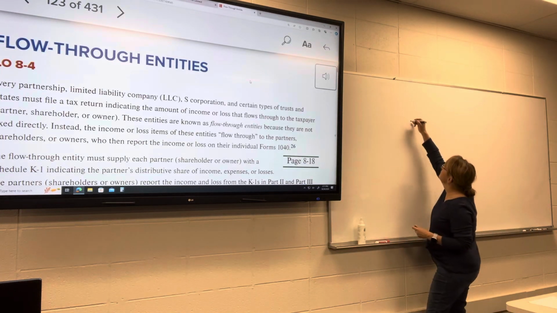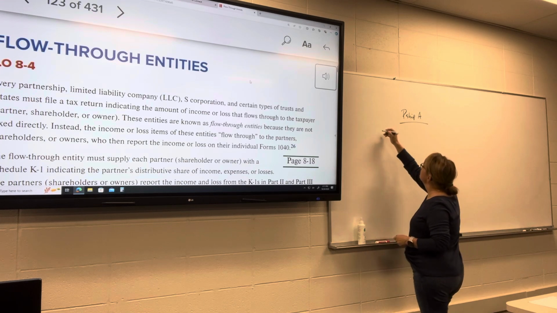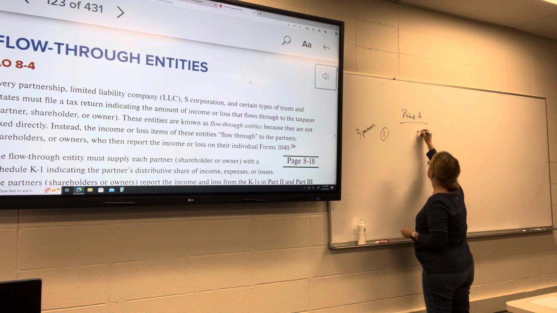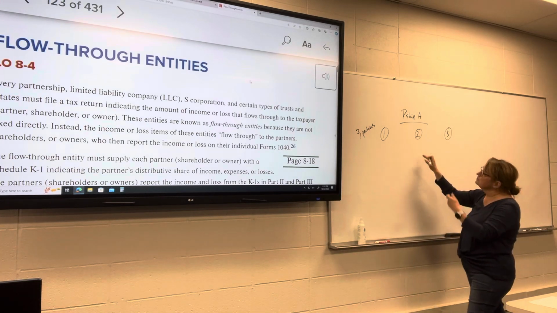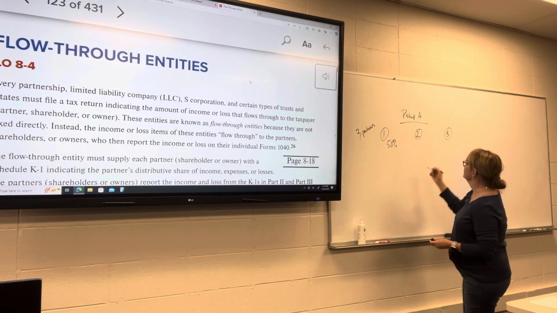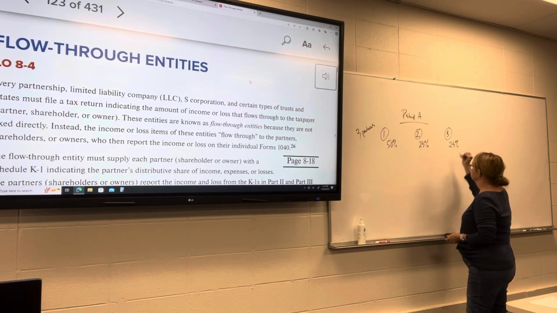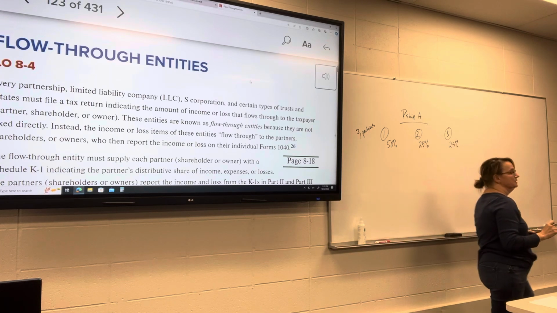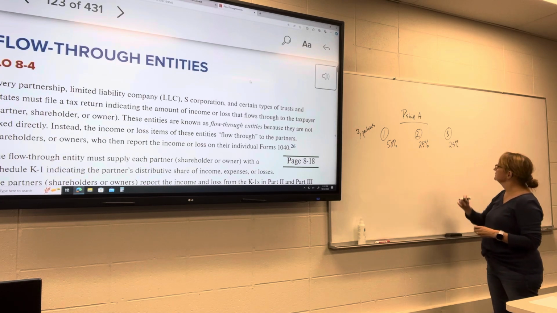Let's say we've got a partnership A, and it has 3 partners. Partner 1, partner 2, partner 3. Partner 1 owns 50% of the partnership. Partner 2 owns 25%. Partner 3 owns 25%. When we get to partnerships, we'll talk a little bit about how those percentages are determined. But for right now, we'll just give these numbers.